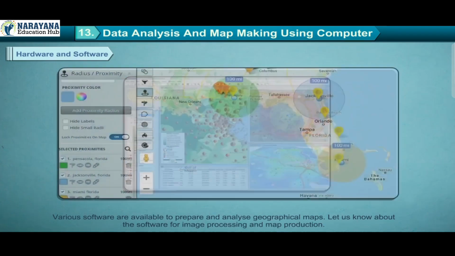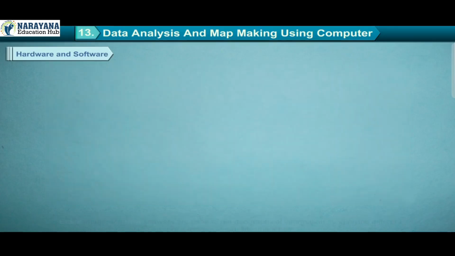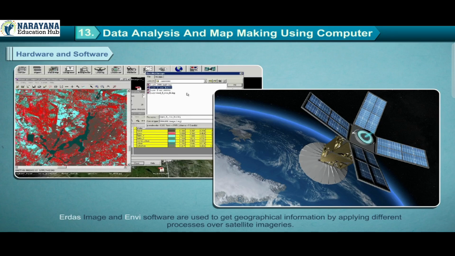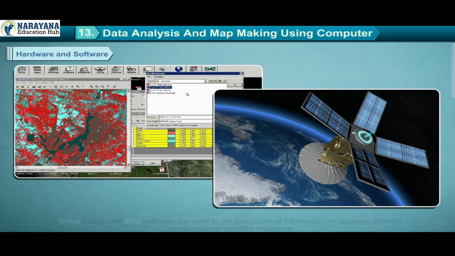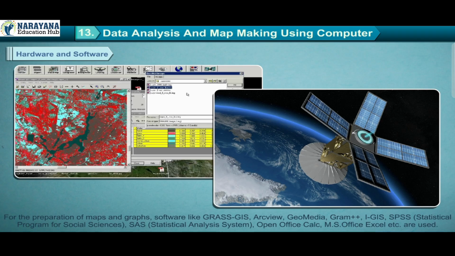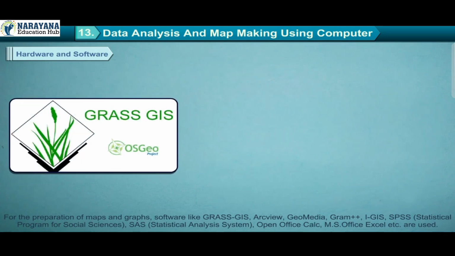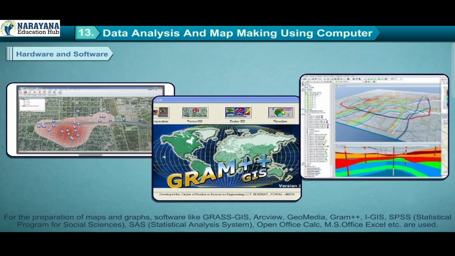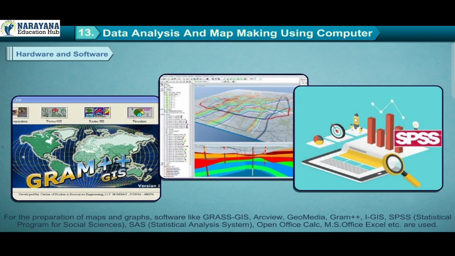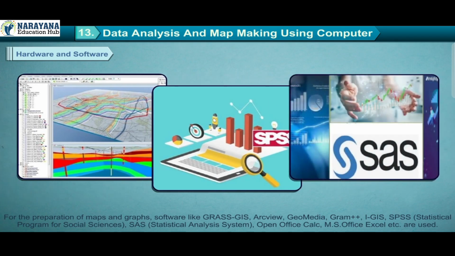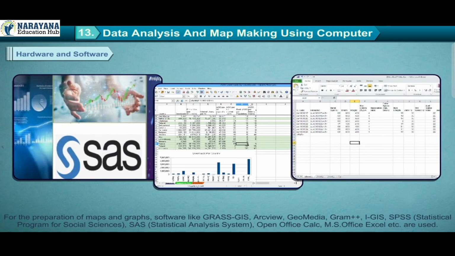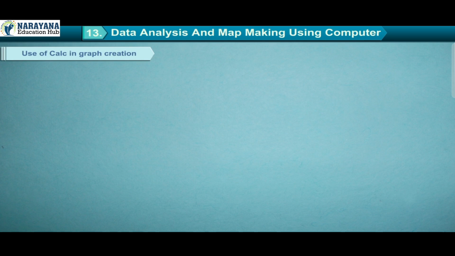Various software are available to prepare and analyze geographical maps. Let us know about the software for image processing and map production. AirDAS image and ENVI software are used to get geographical information by applying different processes over satellite image areas. For the preparation of maps and graphs, software like GRASS, GIS, ArcView, GeoMedia, Gram++, iGIS, SPSS, that is Statistical Program for Social Sciences, SAS, that is Statistical Analysis System, OpenOffice Calc, MS Office Excel, etc. are used.